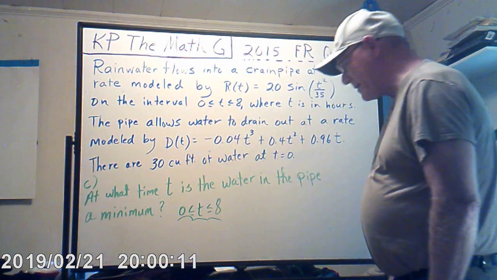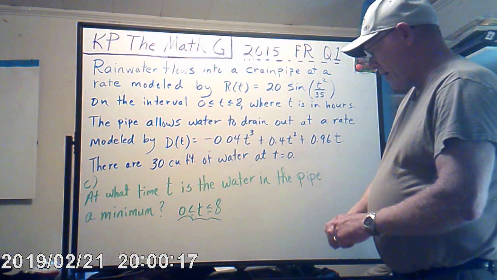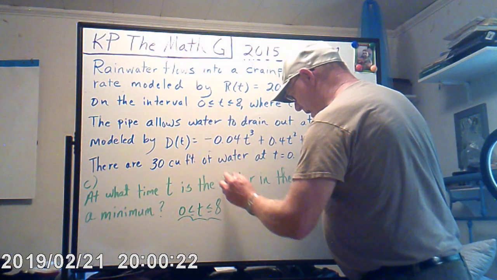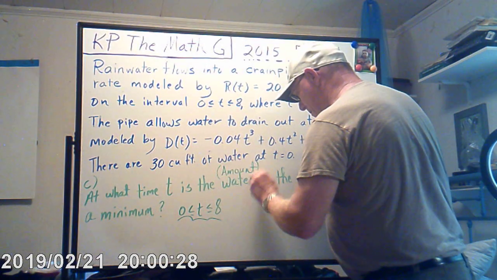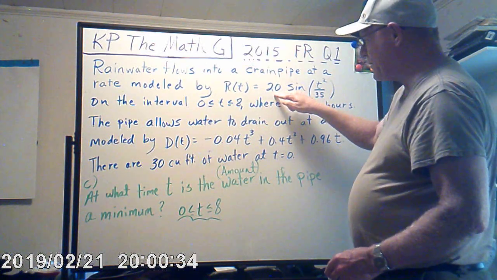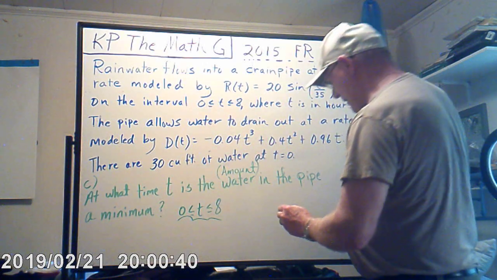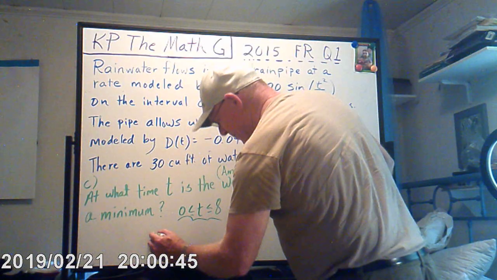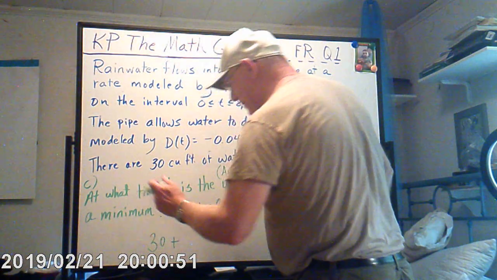Part C. At what time T is the water in the pipe a minimum? So, this is the amount of water. I want to look at this. There's water going into the pipe, water flowing out of the pipe. So at this point, we know that there are 30 cubic feet. So we're going to say 30 plus, this is the initial amount.